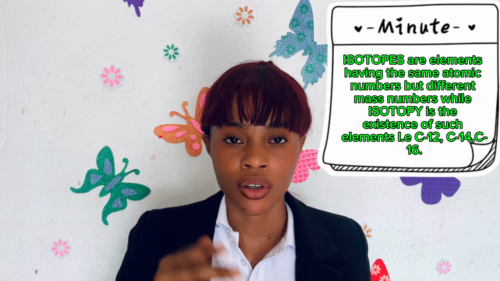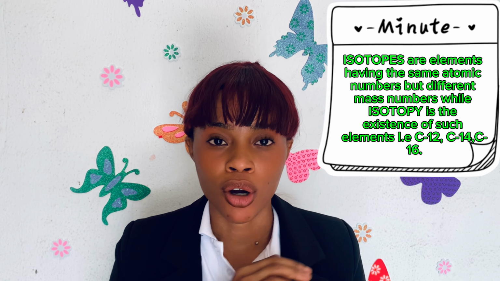An example of this is carbon. So we have carbon 12, we have carbon 14, and we have carbon 16. This is what we refer to as isotopes. Carbon has an atomic number of 6, but these isotopes have the same atomic number of 6 but different mass numbers. So this is what we refer to as isotopes. And then isotopy is the existence of these elements. So isotopy can be defined as the existence of an element having the same atomic number but different mass number. I hope you understand that.